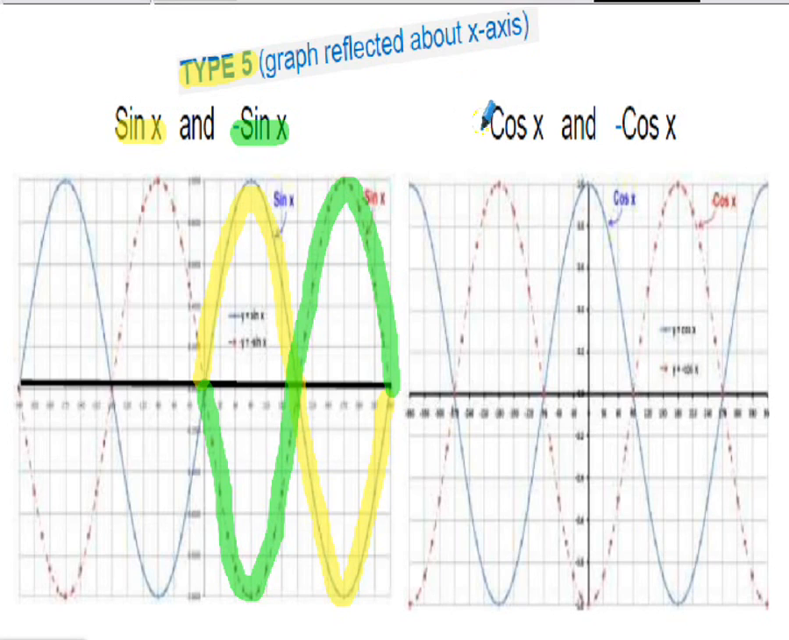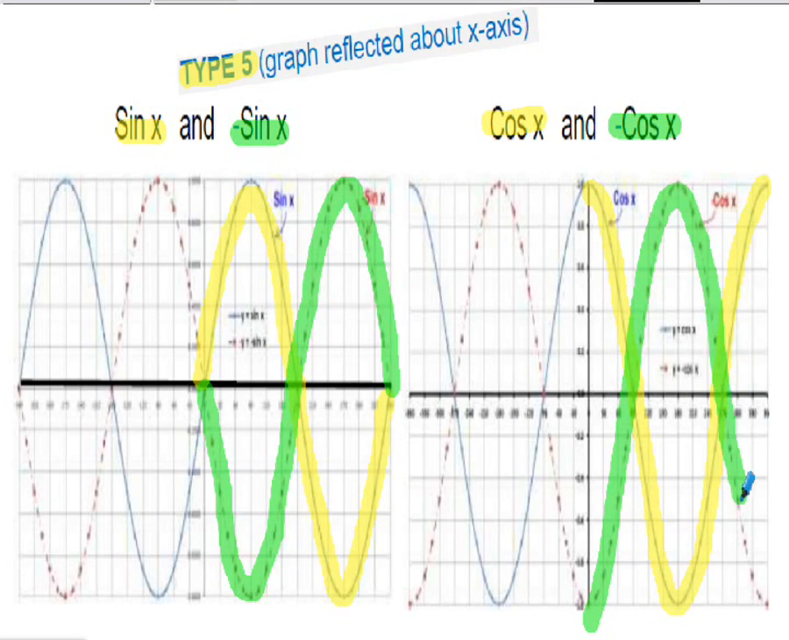Likewise, if we consider the cos x function, this is the cos x curve plotted between 0 and 360 degrees. And if we consider the negative cos x function, then we plot the mirror image again about the x-axis. So this is negative cos x here. So that applies for both positive and negative values of x.